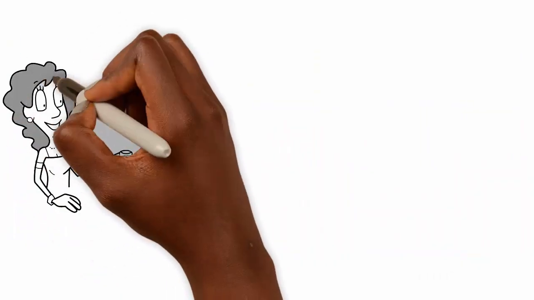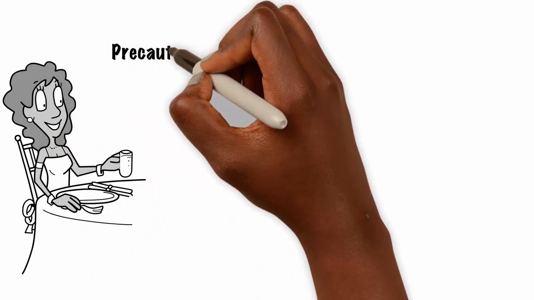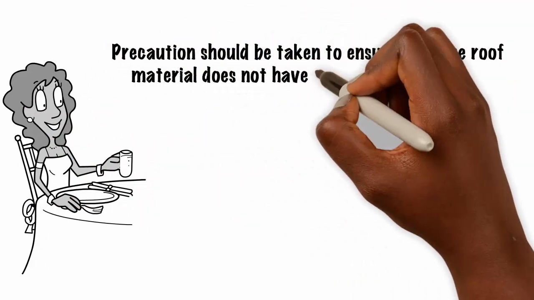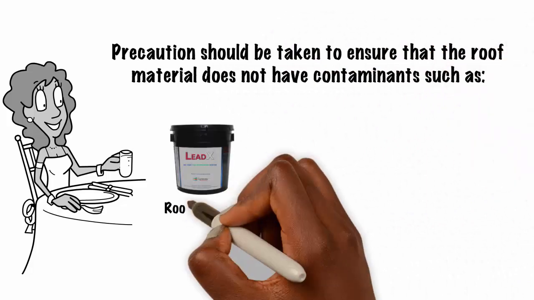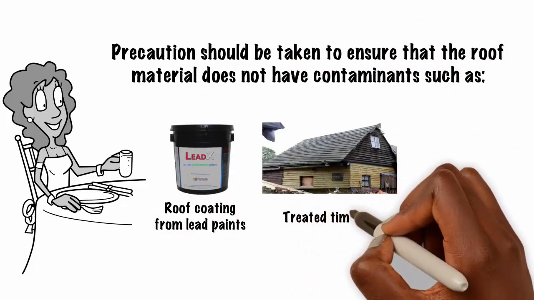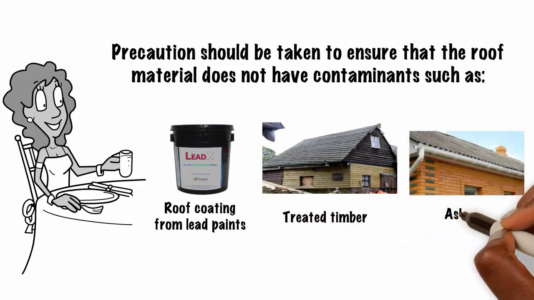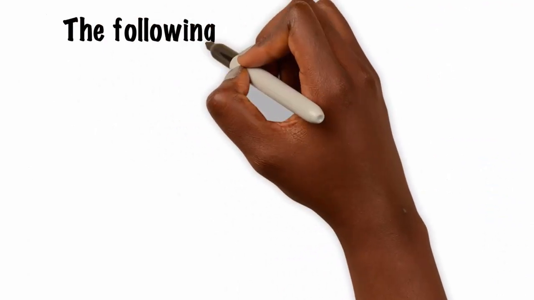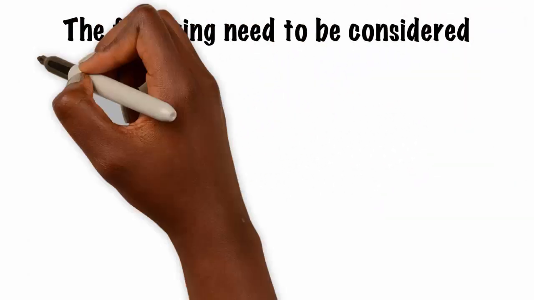When harvesting rainwater for drinking water from the roof, precautions should be taken to ensure that the roof material does not have contaminants such as roof coating from lead paints, treated timber where chemicals leaching out might contaminate the water, asbestos. In particular, when designing the storage tank, the following needs to be considered.